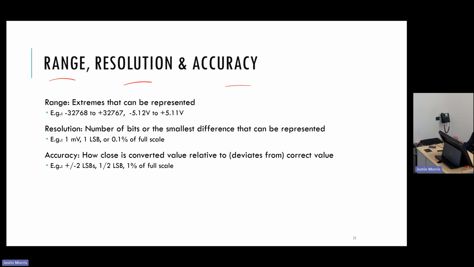range, resolution, and accuracy. So our range is going to be the extremes that can be represented. So it depends on the inputs and our bit width. And the resolution is going to be determined by the number of bits, or the smallest difference that can be represented. And then our accuracy is how close the converted value is relative to the real value.